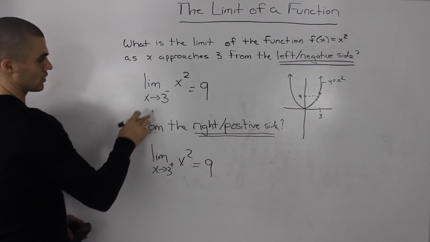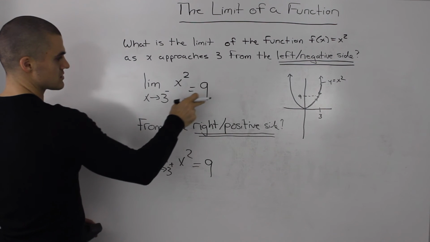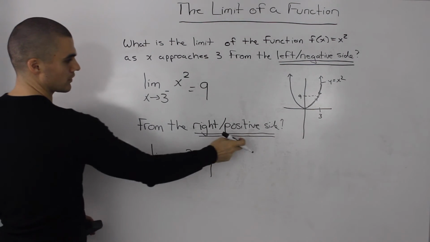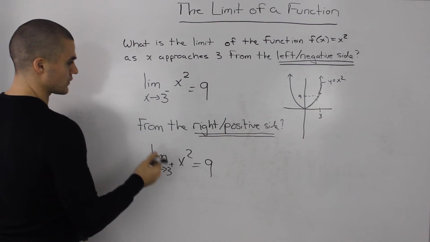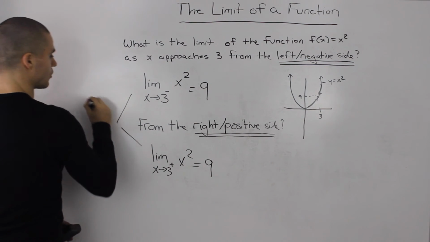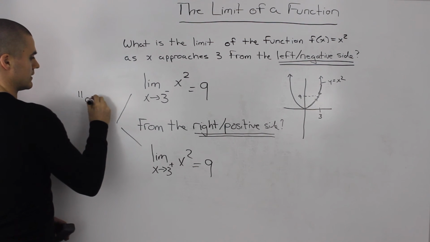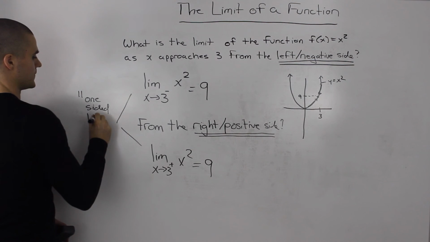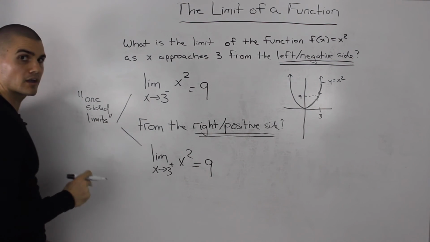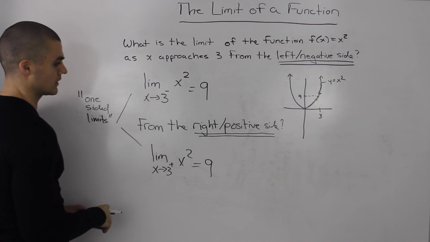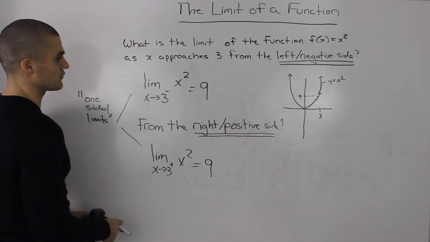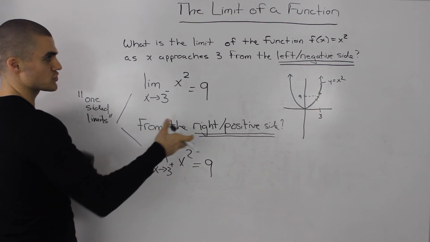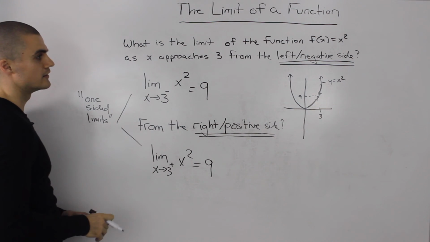And when you're approaching functions from one specific side, from the left side, we would put a negative here. From the right side, we would put a positive here. These here, they're called one-sided limits. Okay, and we'll go into more detail working with these kind of limits. But for now, just remember that when a limit is approaching from one side, it's called a one-sided limit.